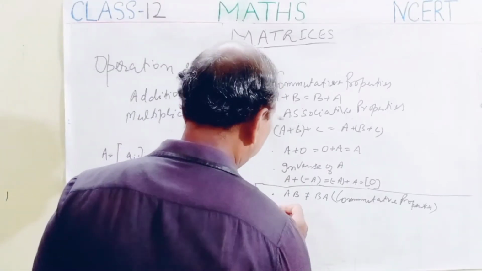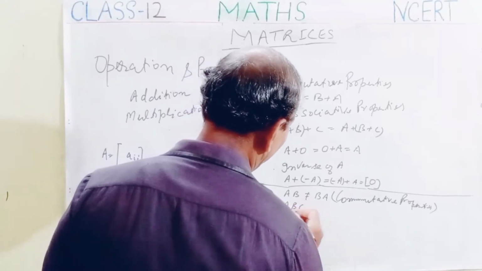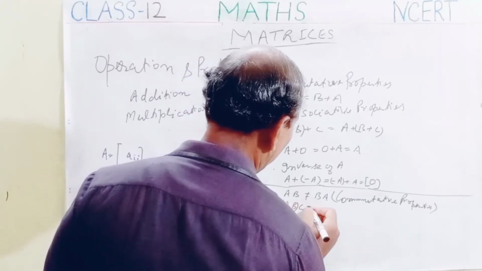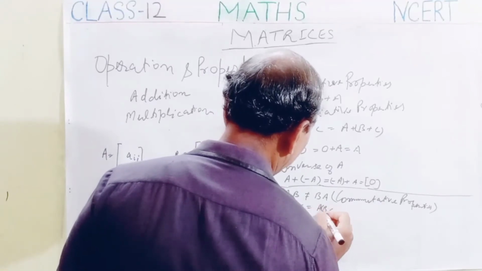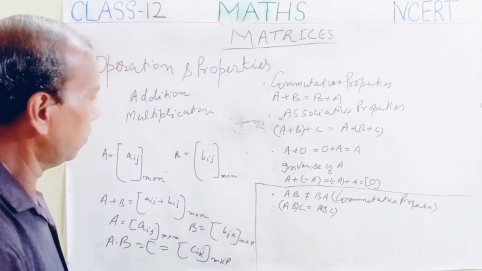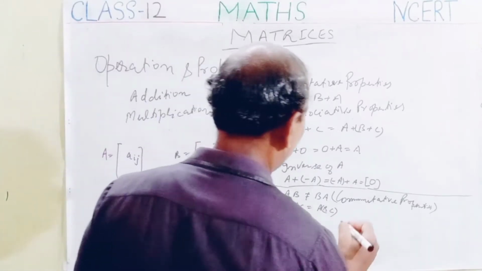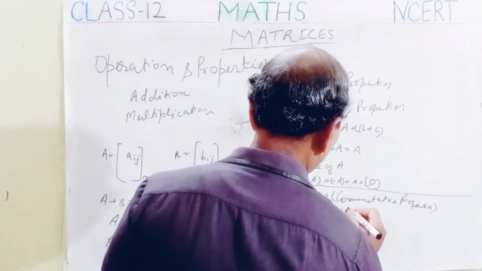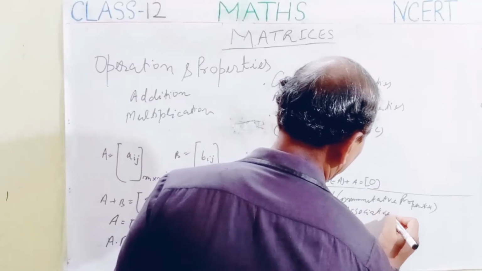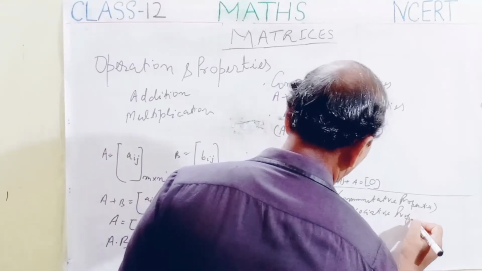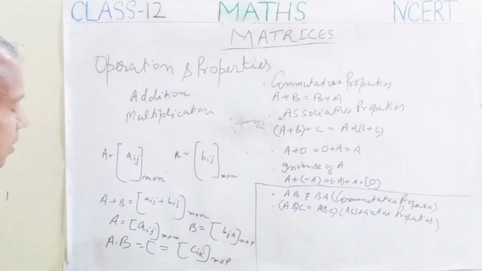Now come to the associative property. In the associative properties, it is true. That is, (AB)C is equal to A(BC). So this is the associative property, and it is true for the case of multiplication of two matrices.